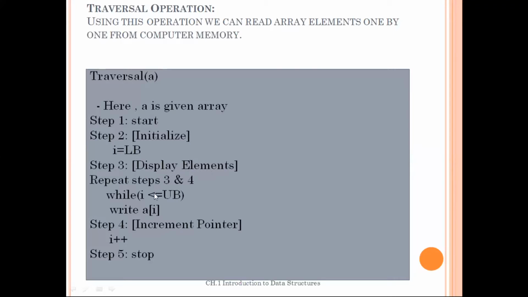Repeat steps 3 and 4 while I is less than or equal to the upper bound. Upper bound means the last element, or we can say the nth element. So write A of I. Now after printing a particular element, increment the pointer, so it will move to the next element and it will be printed again. How many elements will be printed? Less than or equal to the upper bound means if you have 5 elements, then it will print 5 elements because your upper bound is 5.